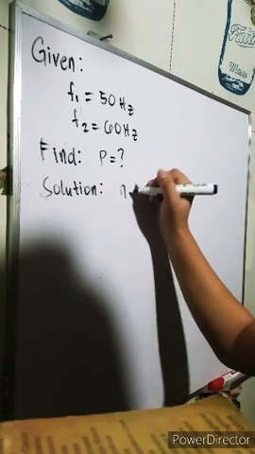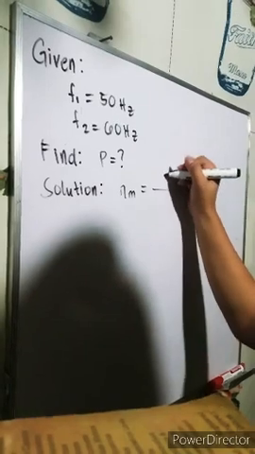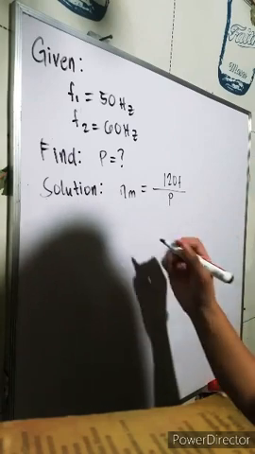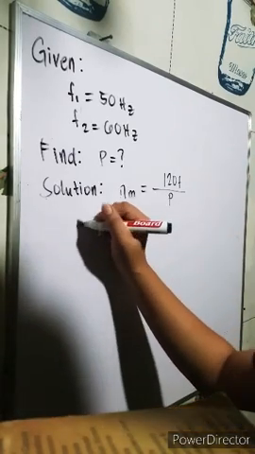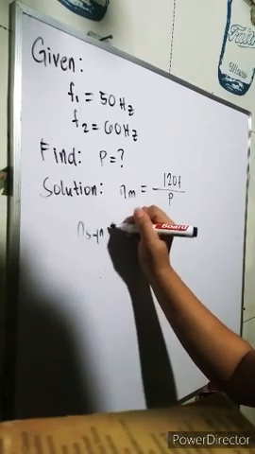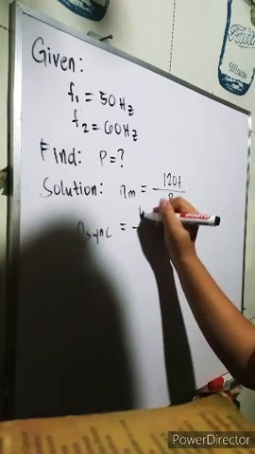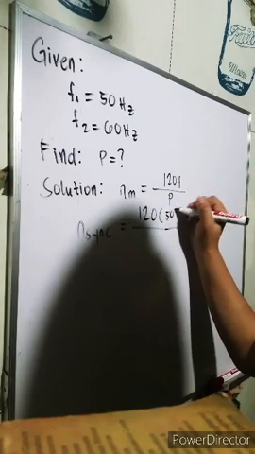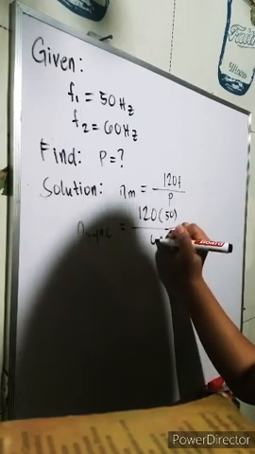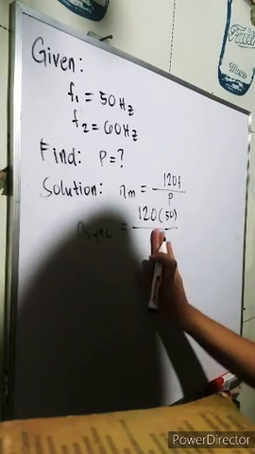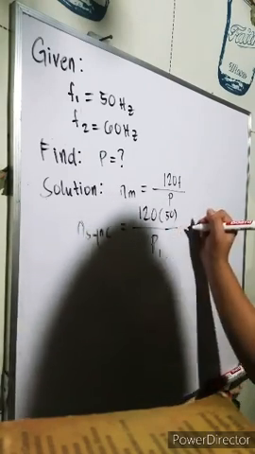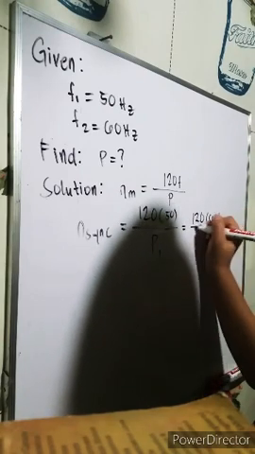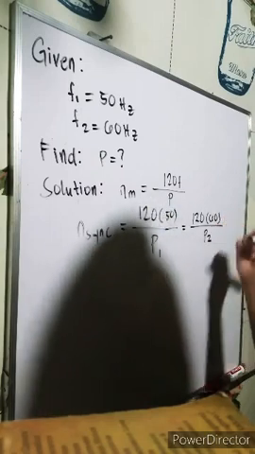So we have the given frequencies 1 and 2, which are 50 Hz and 60 Hz respectively. We have to find how many poles the machine should have in order to convert 50 Hz to 60 Hz power. By solution, the speed of a synchronous machine is related to its frequency by the equation n_sync = 120 f / P.